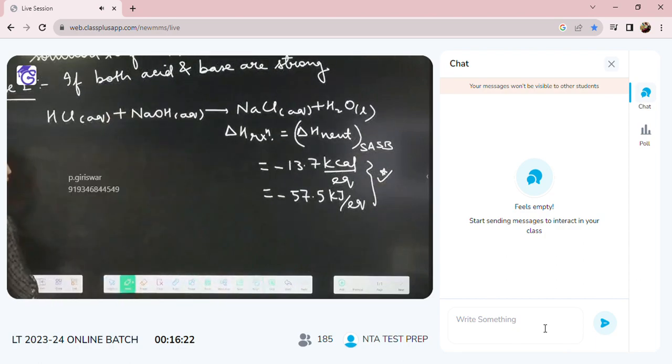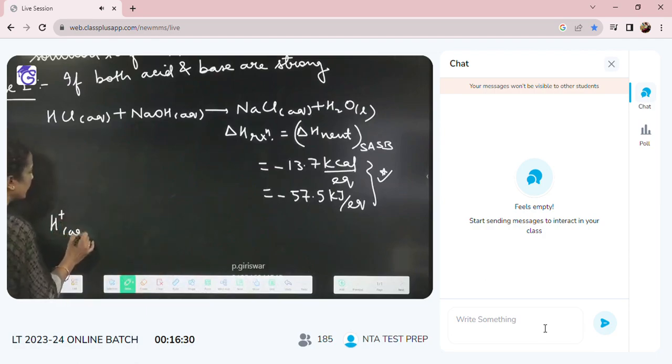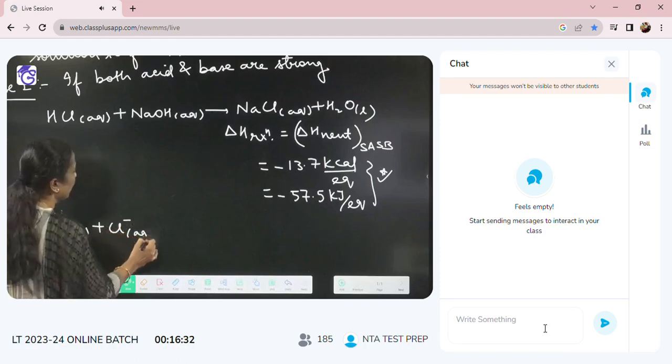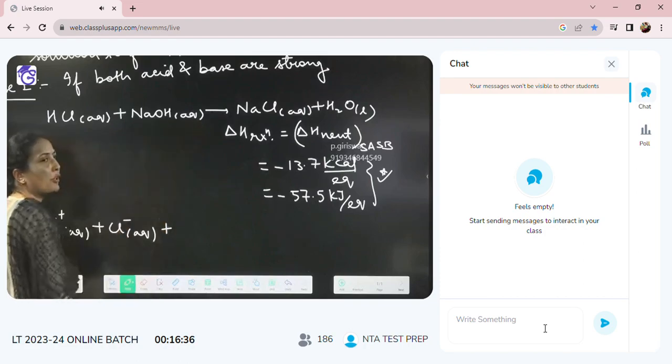Now, one more thing: HCl is a strong acid, right? If HCl is a strong acid, then it will definitely be dissociated completely in this form, H plus aqueous plus Cl minus aqueous. The same thing applies for NaOH also.